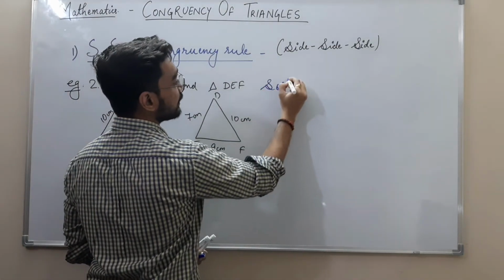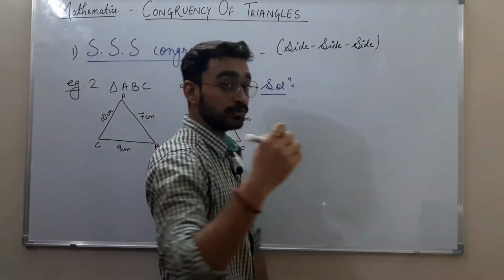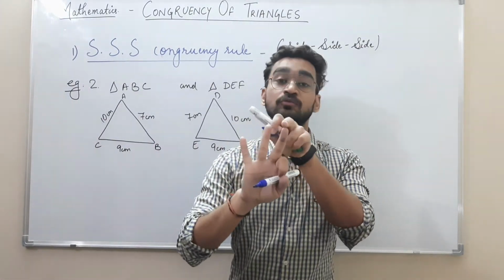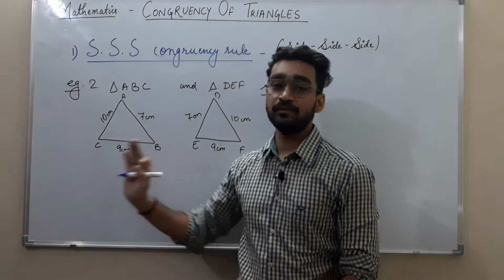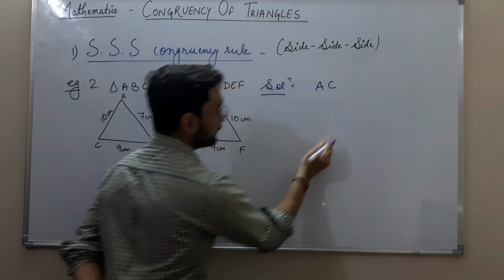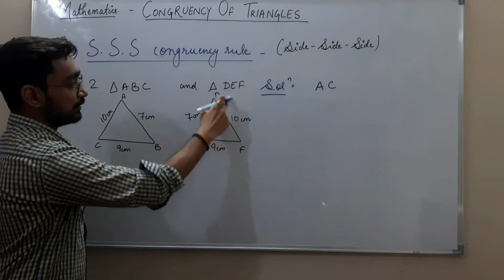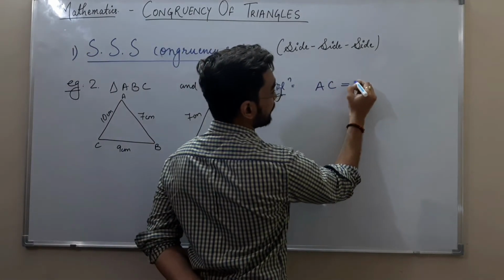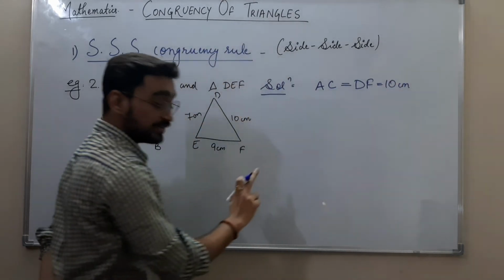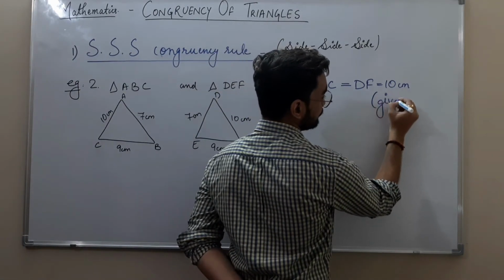Let us find out whether they are congruent or not. We know that whenever we want to prove that two triangles are congruent to each other, we need to prove at least three things are equal in both of the triangles. So first thing, I am saying that AC is equal to 10 centimeter and DF is equal to 10 centimeter. Because this is given to me in the question, I am writing here given.